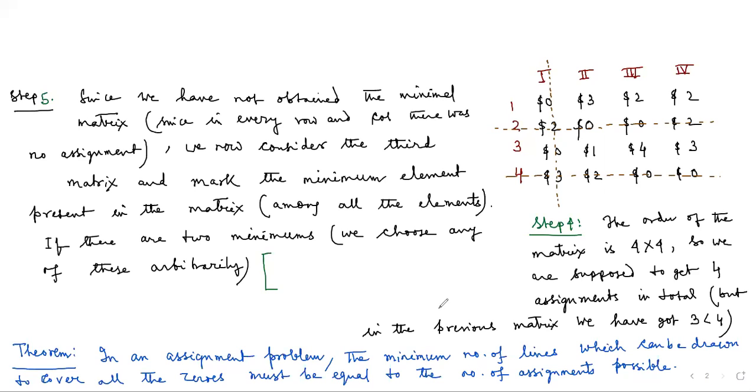Why did I cover all the zeros over there? So that I can apply step number 5. In step number 5, it is said that you have to select a minimum element from among all the elements. So I am going to modify this statement a little bit. We now consider the third matrix and mark the minimum element present in the matrix among all the uncovered elements. That's why I covered the zeros, because otherwise the minimum element selected would always be 0, so that will be meaningless. Among all the uncovered elements, if there are 2 minimums, we choose any one of these 2 arbitrarily.